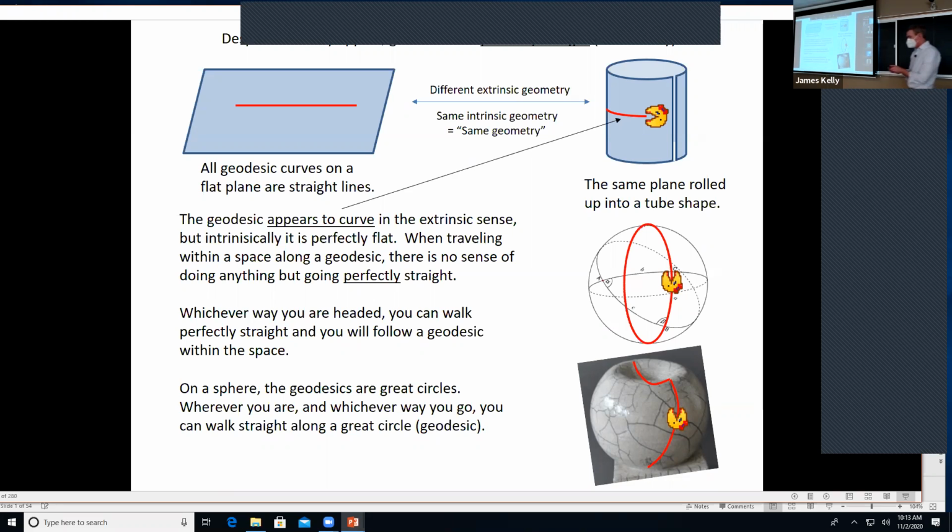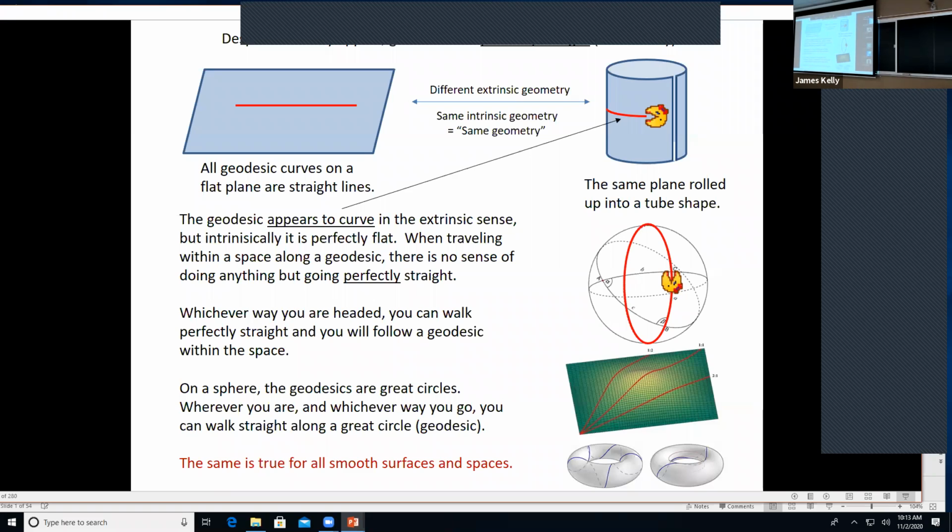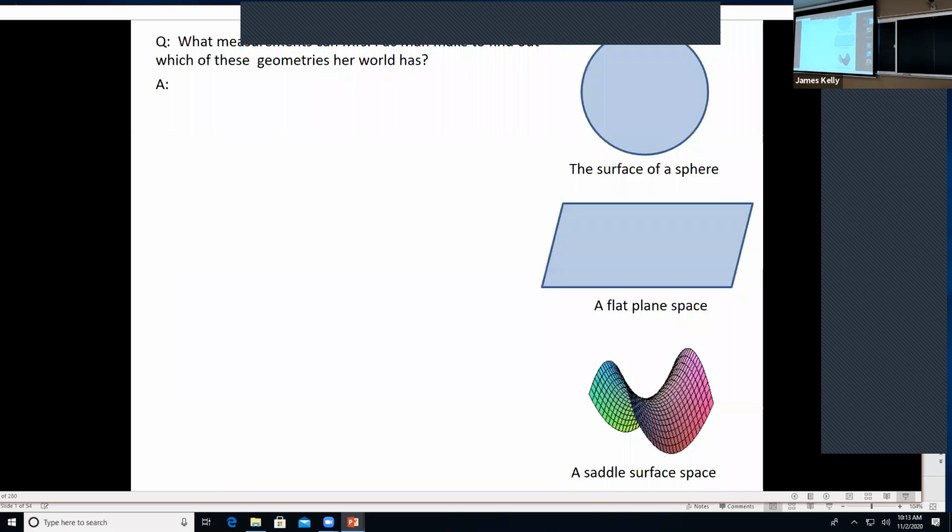Okay, so every at least smooth space, if there are kinks, you might not know which way to go straight, but every smooth space has its own geodesics. So here's a space that happens to have just a little bump in the middle of an otherwise kind of planar space. These donut toruses have their own geodesics.